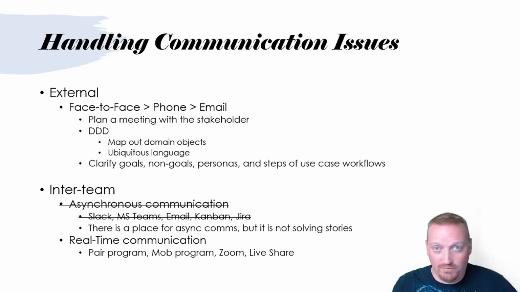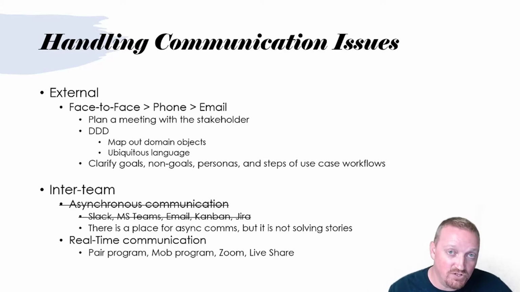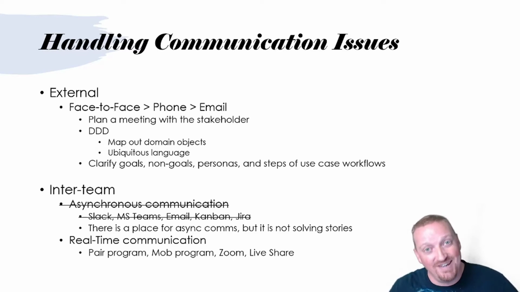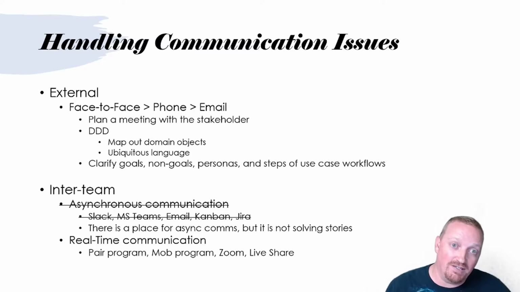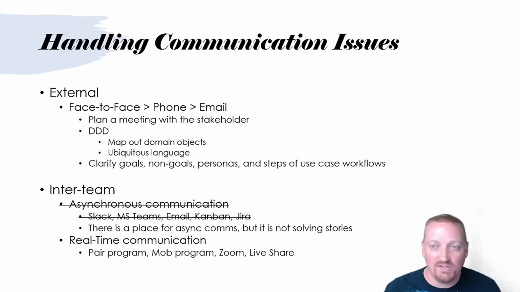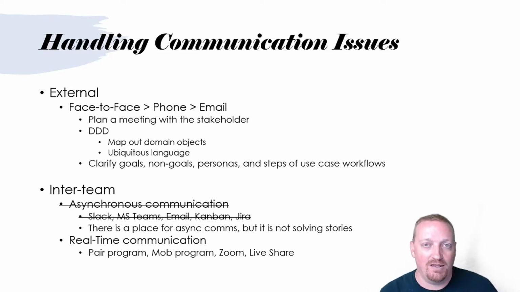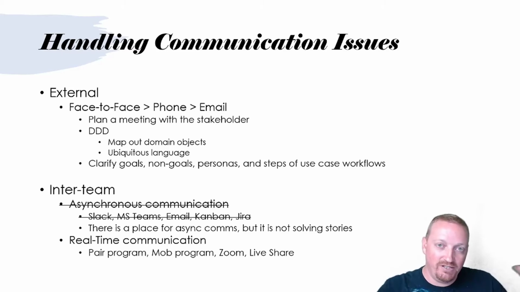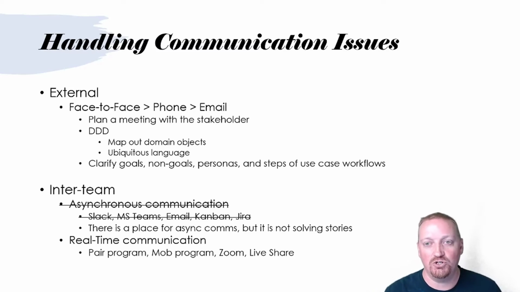So we talked about spiking, and the spike goes in place of the story. The story gets shuffled to the next iteration so that the spike can be done during this iteration. And then finally, we talked about communication, right? And dealing with anybody outside of our team, whether that is the customer or a vendor, but somebody that is interacting with our system outside of the boundary of our application.